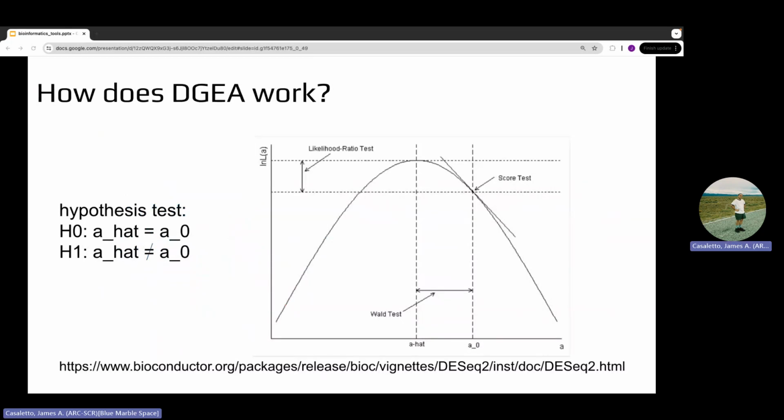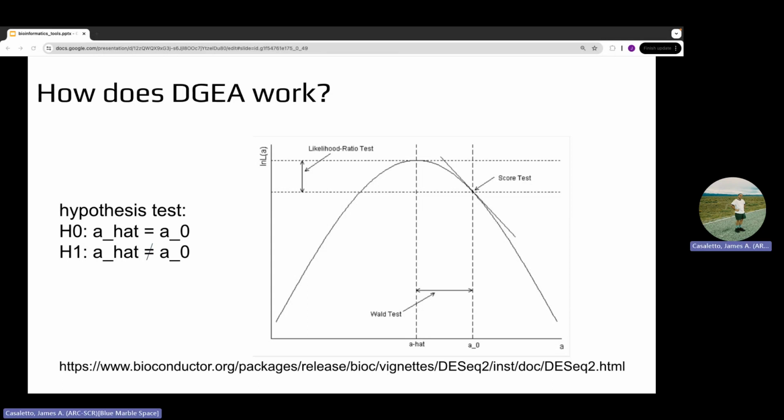How does it work? Differential gene expression analysis frames the question, is the observed gene count A0 significantly different than the mean A hat, as a hypothesis test? The null hypothesis H0 states that they are not statistically different, and the alternative hypothesis H1 states that they are statistically significantly different. In general, we don't care if A0 is significantly greater than or significantly less than A hat, so we measure the unsigned distance. This is called a two-sided test.